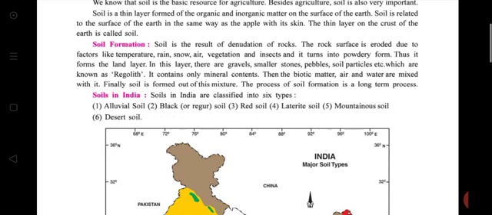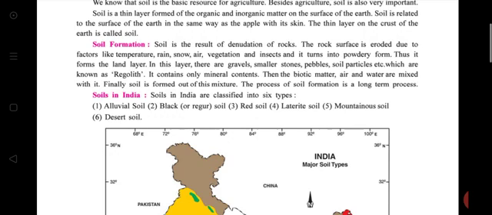Soil is a result of denudation of rock. The rock surface is eroded due to factors like temperature, rain, snow, air, vegetation, and insects, and in turn is turned into powder form. See, first, what is happening? First, rock will be eroded due to temperature, rain, snow, vegetation, etc. And then it is turned into the powdery form.